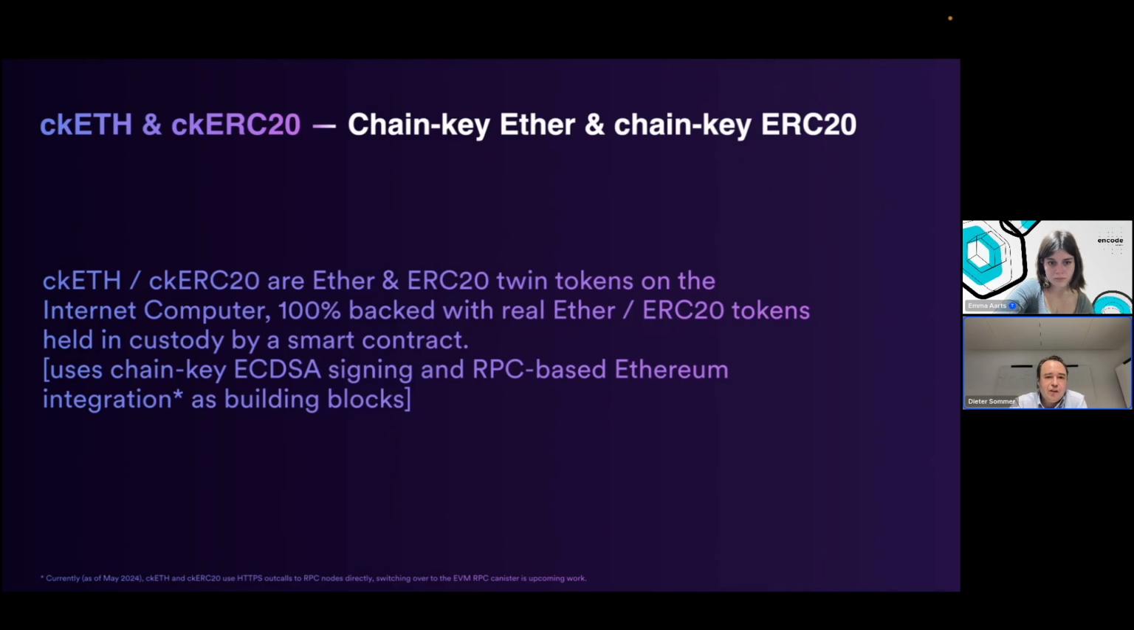And like for Bitcoin, it uses the Chain-key ECDSA signing, specifically the threshold ECDSA signing. And it uses this RPC-based Ethereum integration as building blocks. One minor comment here: it does not yet use the EVM RPC canister, because the canister and ckETH and ckERC20 were implemented in parallel, so it couldn't use the canister yet, but implemented this functionality on its own, and it will switch over as upcoming work. This is a work item that people in the team are tackling soon, I think. They're switching over to using the EVM RPC canister from ckETH and ckERC20.